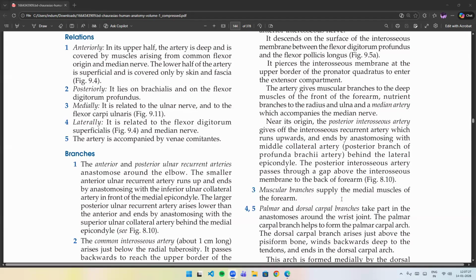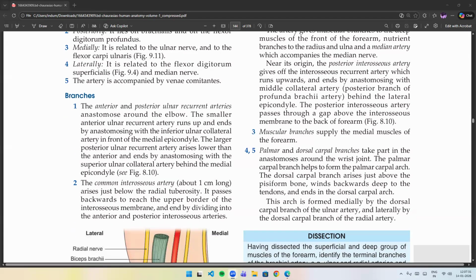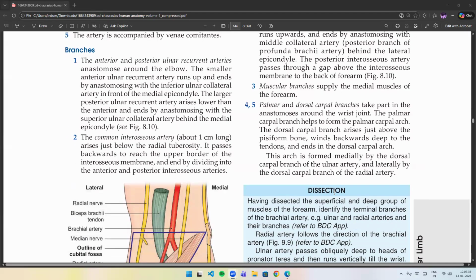Figure 8.10. Number 3. Muscular branches supply the medial muscles of the forearm. Number 4 and 5. Palmar and dorsal carpal branches take part in the anastomosis around the wrist joint. The palmar carpal branch helps to form the palmar carpal arch.